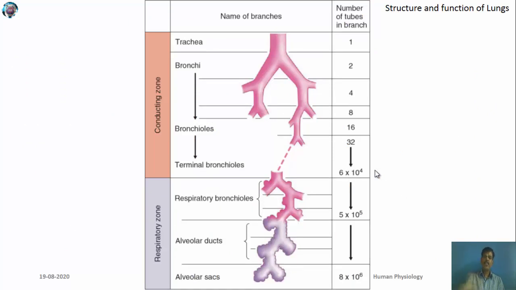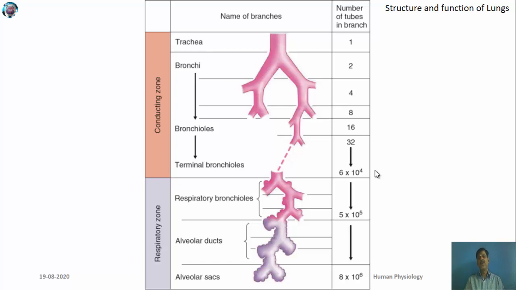Before looking at the alveolar sac structure, this diagram indicates how many times the tract branches from the trachea to the alveolar sac. The trachea is a single one, then it converts into 2 bronchi, and then it is divided into 4 and 8 bronchi. Then it is divided into 16 bronchioles. The bronchioles end as terminal bronchioles at around 6 into 10 to the power 4, that is about 60,000 branches at the level of the bronchioles.